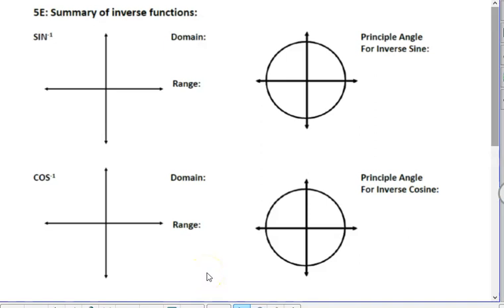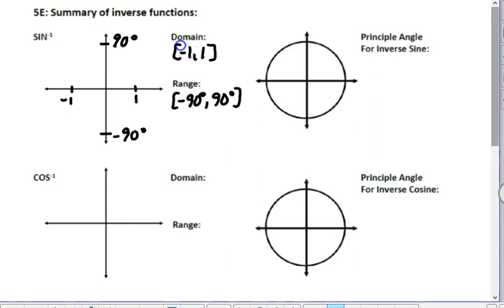Now let's do a summary of the inverse functions, looking at their domains, ranges, and what the range of principal angles especially are for each of the functions. So inverse sine is a function that has a domain of -1 to 1 and a range of -90 to 90. So that means the trig values can only go from -1 to 1. The angles, the output value, can go only from -90 to +90.